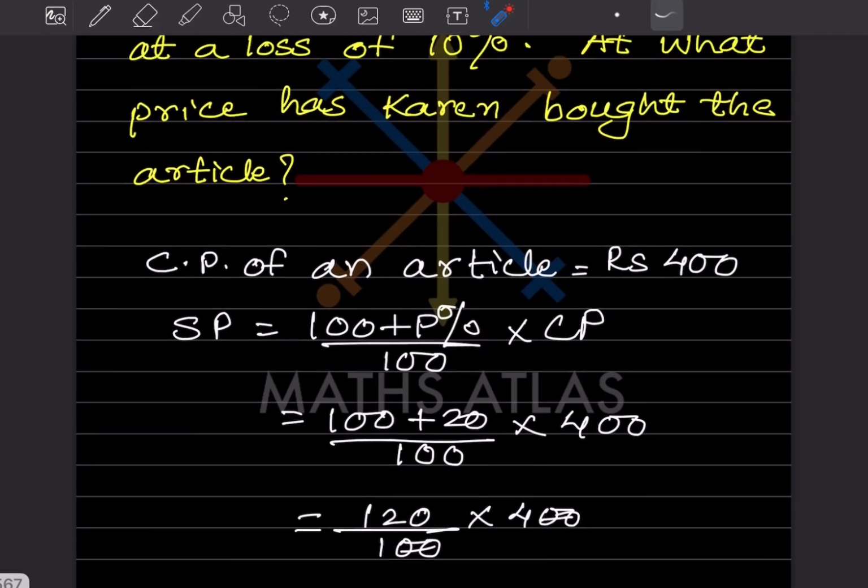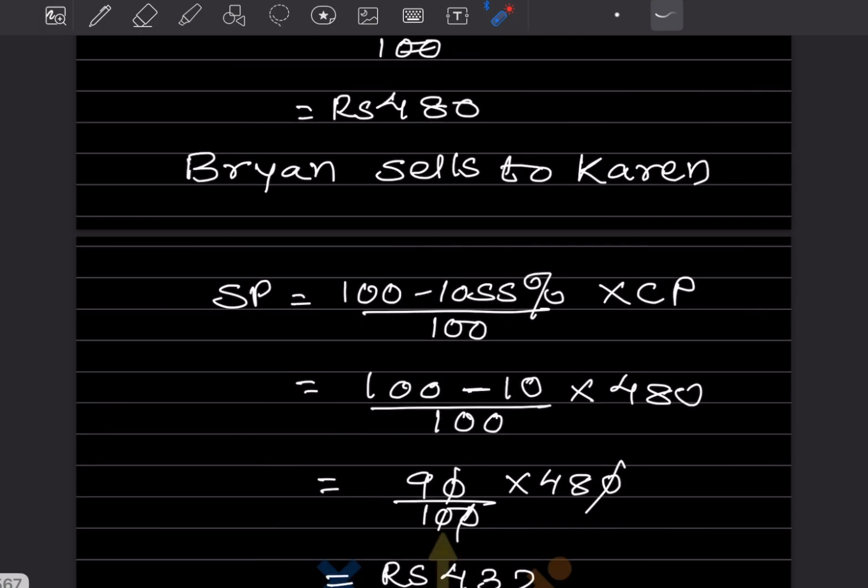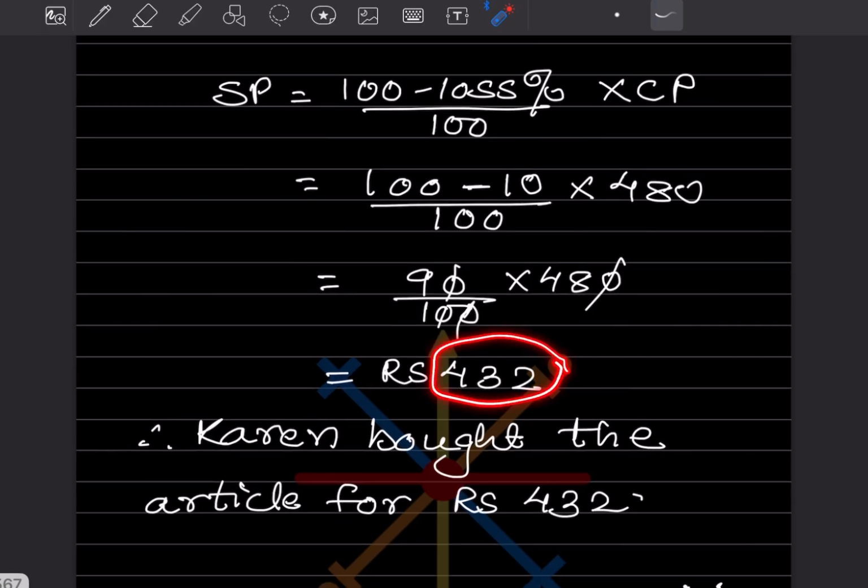And then Brian sells to Karan. What happened here? Amit sells to Brian and Brian sells to Karan. That is a loss of 10%. So SP, you will use this formula. 10% is the loss. But the cost price here, you are going to consider as 480. After simplifying, you get here 432. So we can say therefore Karan bought the article for rupees 432.